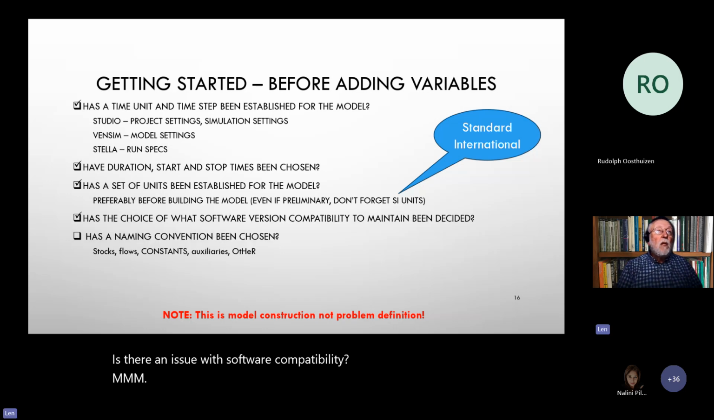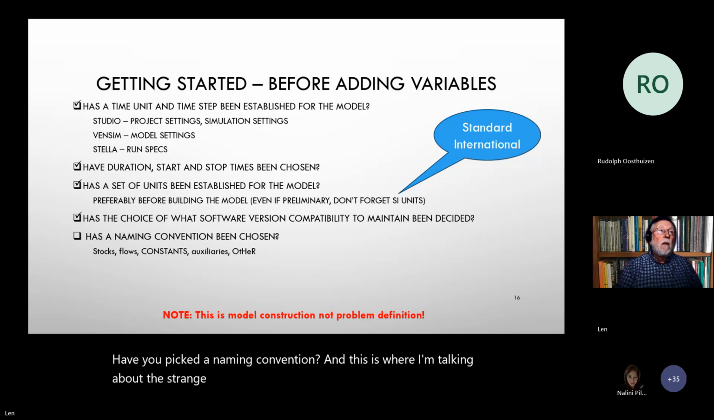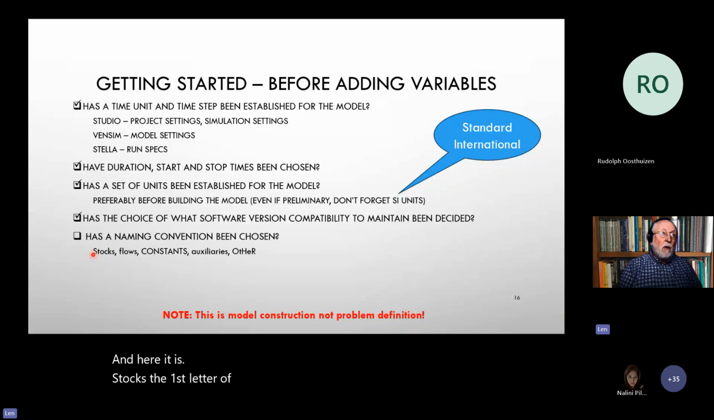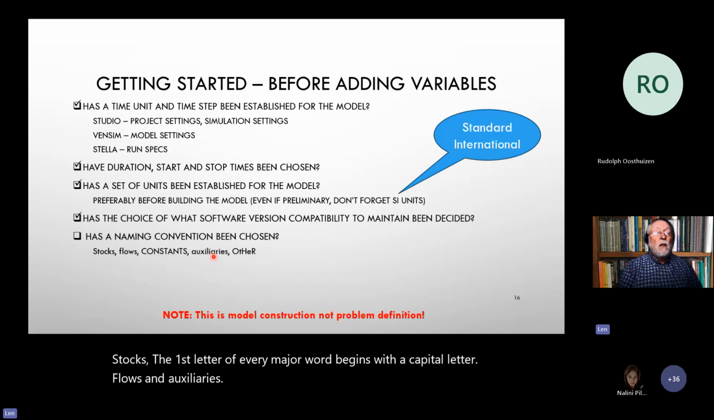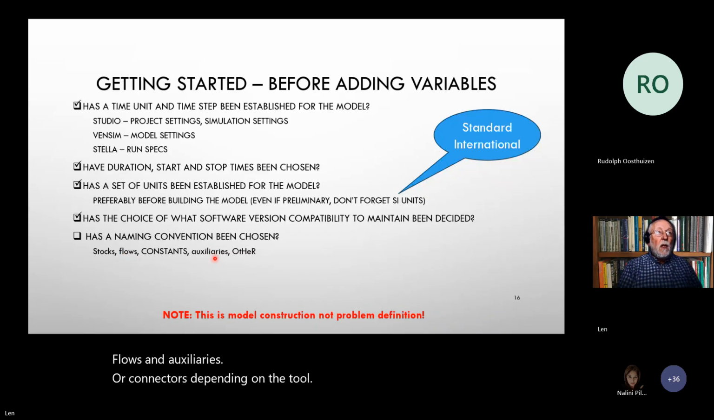Have you picked a naming convention? And this is where I'm talking about the strange words on the previous slide. And here it is. Stocks, the first letter of every major word begins with a capital letter. Flows and auxiliaries, or connectors, depending on the tool, are all in lowercase. Constants are in all caps, and I put this in as a joke.